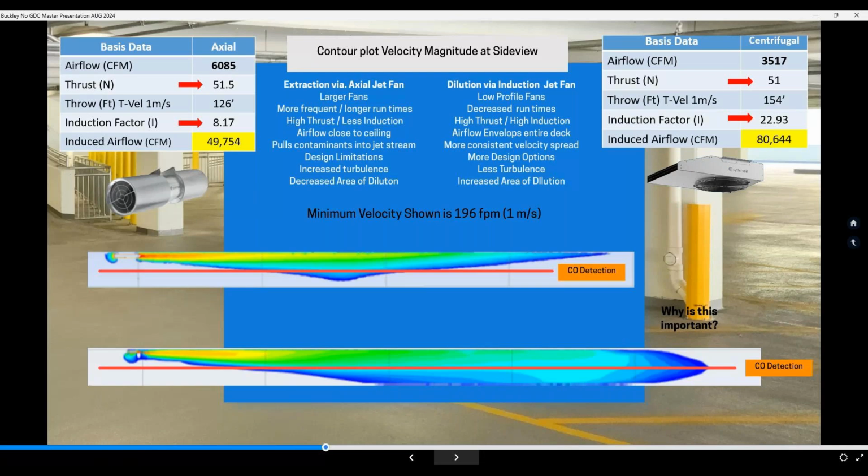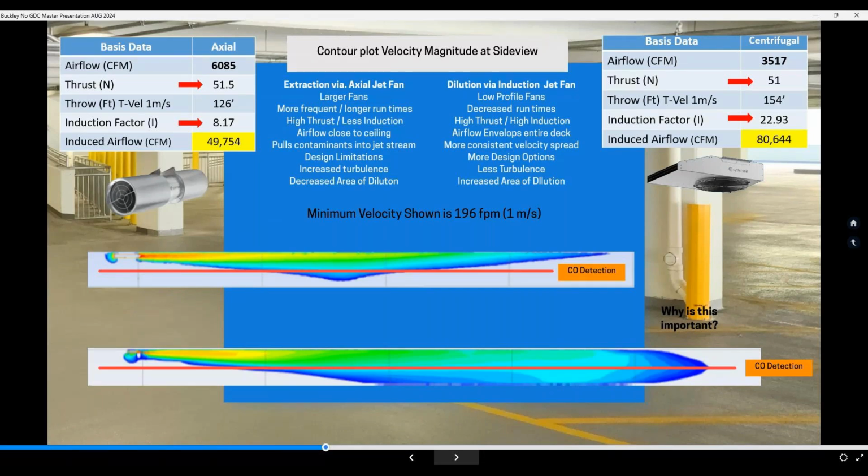But if we look at this, you see over here with the axial fan, yes, there is slow moving air that will be drawn up into that jet stream, but for the most part, you're seeing the air does not get down and breach that 5-foot line of gas detection until somewhere around 49 feet or so, and it tops out somewhere around 65 feet. So it has very minimal impact down through that line of gas detection.